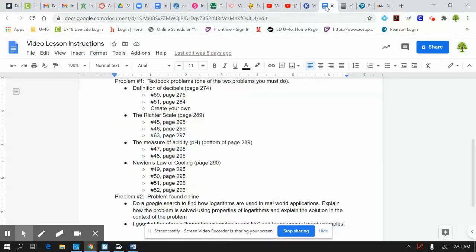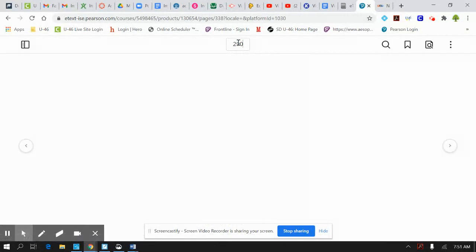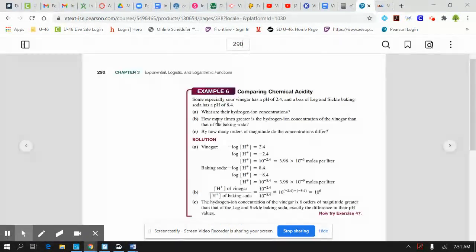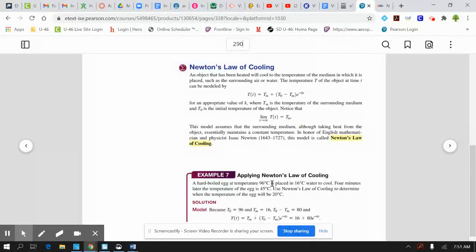Newton's law of cooling is on page 290. So you click on 290, and you find where on this page they talk about Newton's law of cooling. And here it is. Here's the equation and all sorts of variables, but all the variables are defined up here. And there's an example.